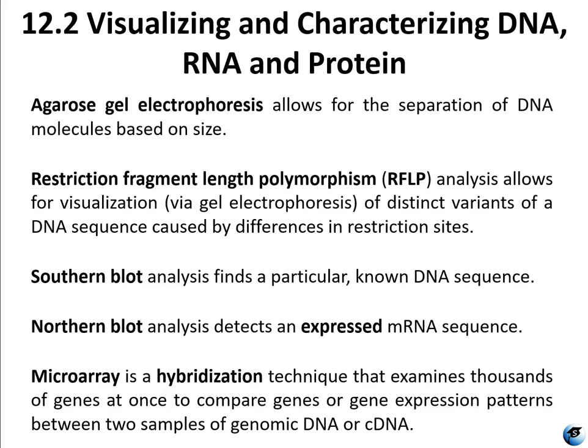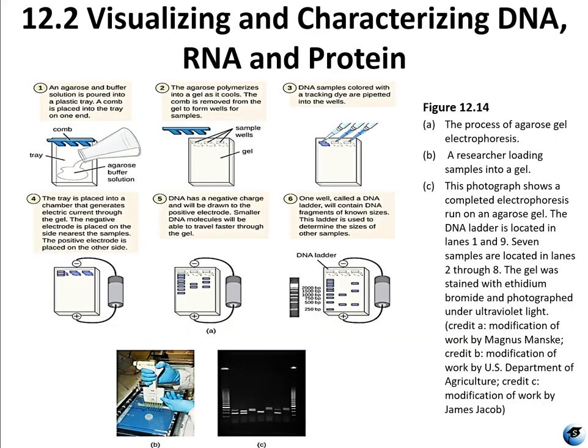And a microarray is where you can compare and contrast samples. You can look at whether a gene is present or if a gene is being expressed, and you can compare samples, like thousands and thousands of samples all at once. It's known as a high throughput method. Very, very cool. So this is gel electrophoresis.